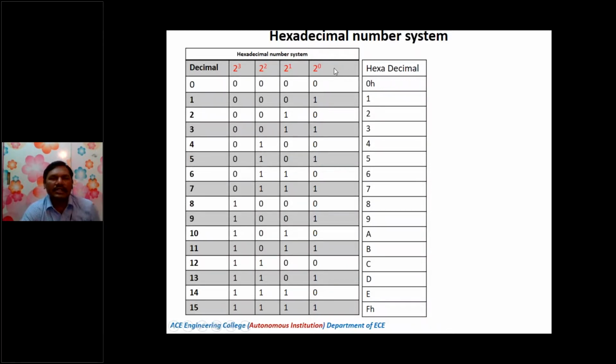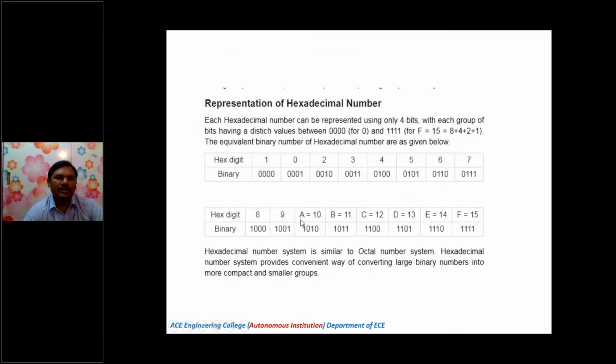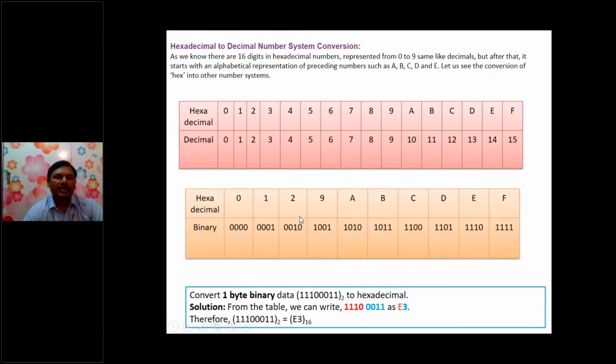Here we have to take it in terms of binary: 2 power 0, 2 power 1, 2 power 2, and 2 power 3. So this is also one type of representation of hexadecimal. Suppose we want to convert 1 byte of binary to hexadecimal. The solution is how to convert binary to hexadecimal: consider 4 bits from the right side and represent each with its equivalent hexadecimal value.